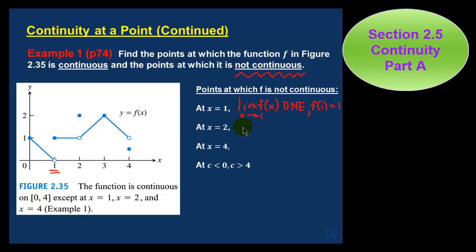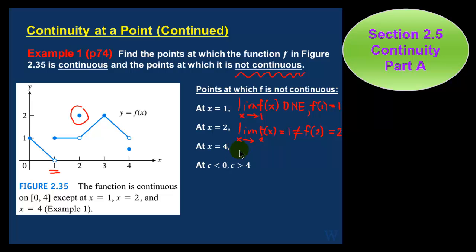At x equal to 2, the limit of f as x approaches 2 is 1. However, what is f of 2? It's 2. And they are not equal to each other. The limit of the function as x approaches 2 is 1, but f of 2 is 2.